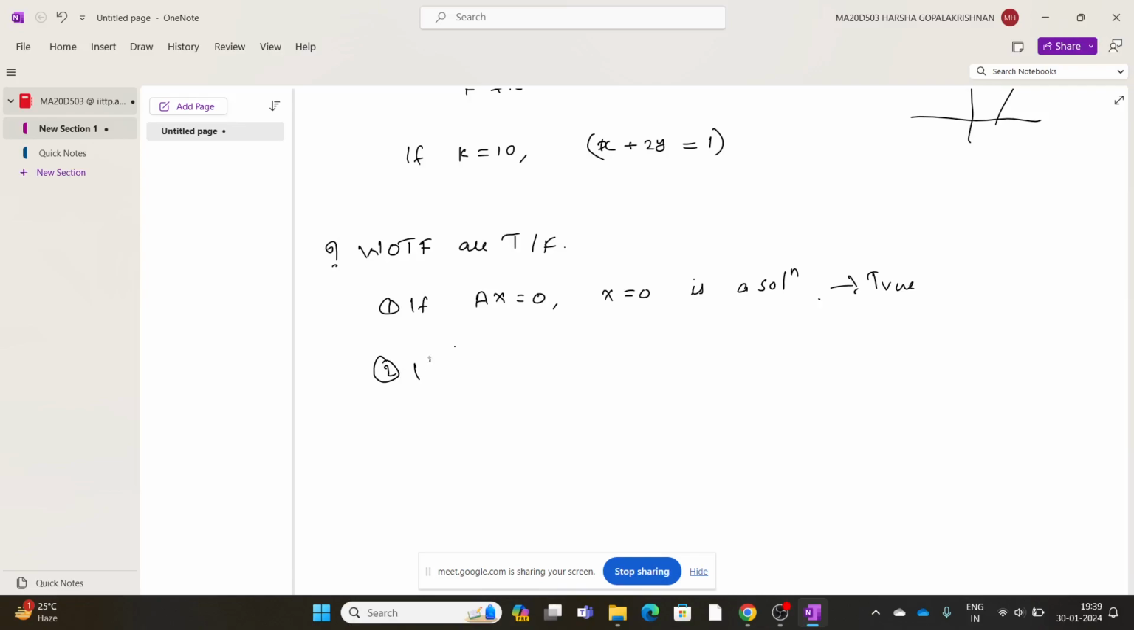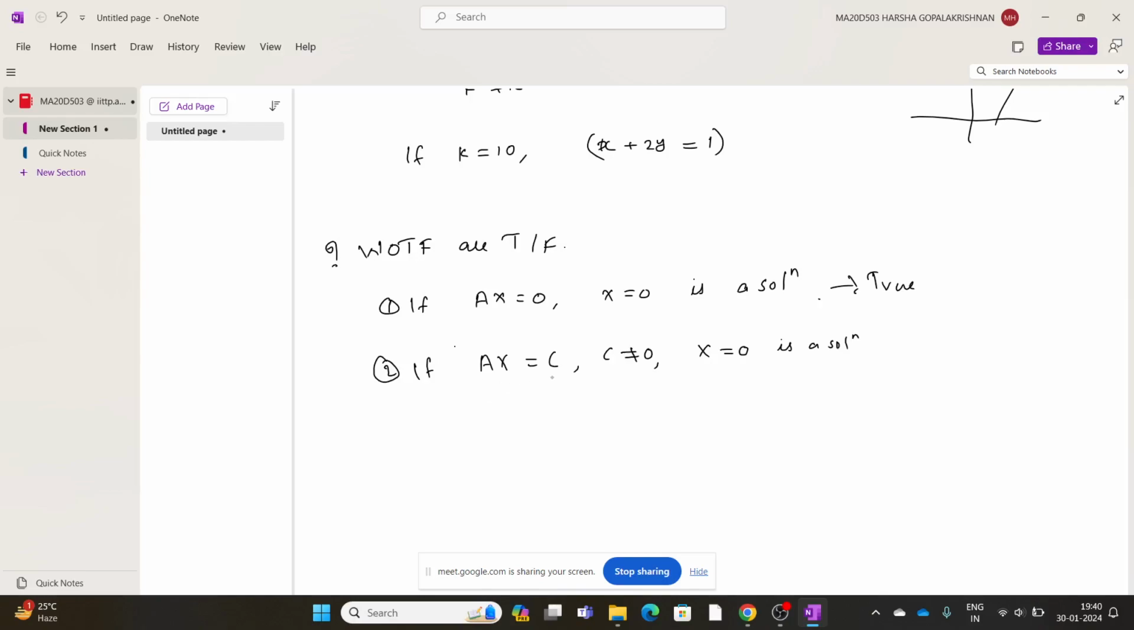Now the second question is, if Ax equal to c with c not equal to 0, then x equal to 0 is a solution. What about this one?